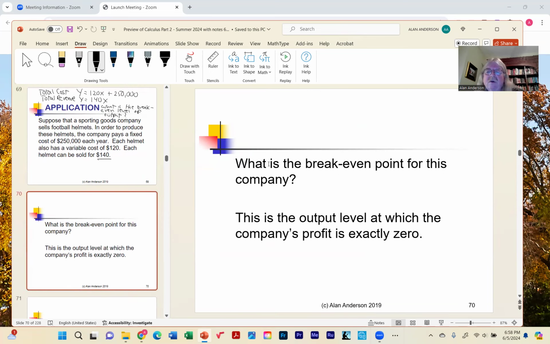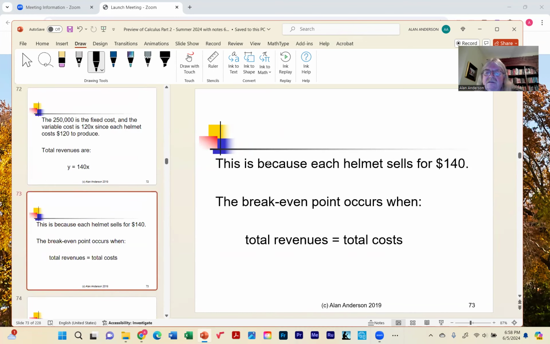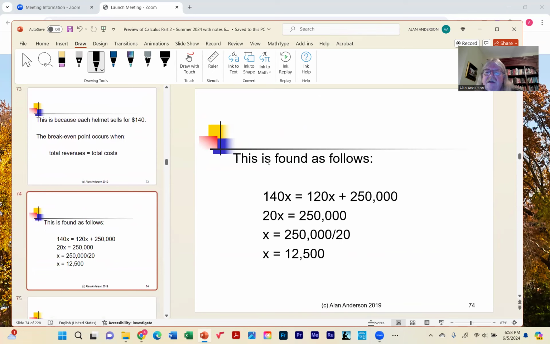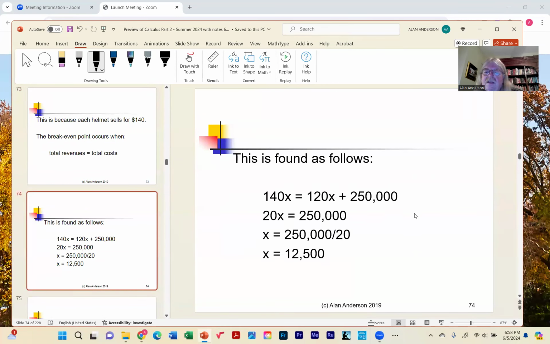Well, we're going to do just what we did a few minutes ago. We're going to set these equal to each other, because breaking even means that's where the total revenues exactly match the total cost. So we're going to set them equal to each other, and we determine that if we make 12,500 helmets, we will break even.